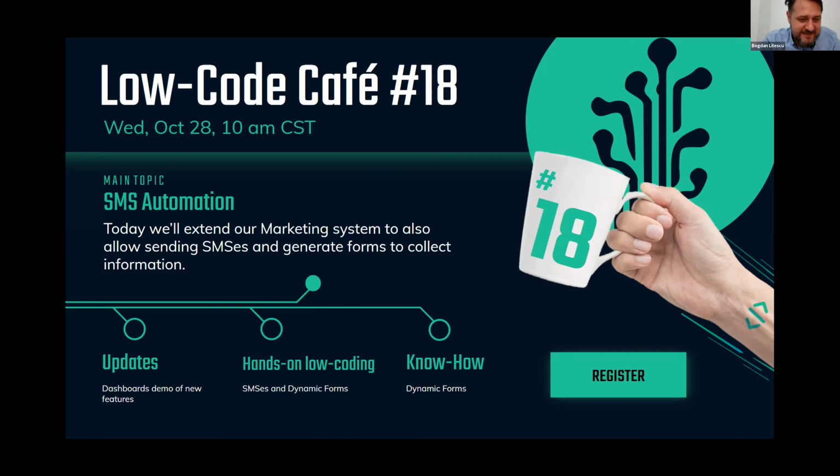We've been doing this for a while, and for the past 8 editions, we've been building this marketing system. And today we'll continue building on that and adding some kind of SMS automation with embedded forms into SMSs, which is a very, very interesting use case and easy to achieve with Plant an App.